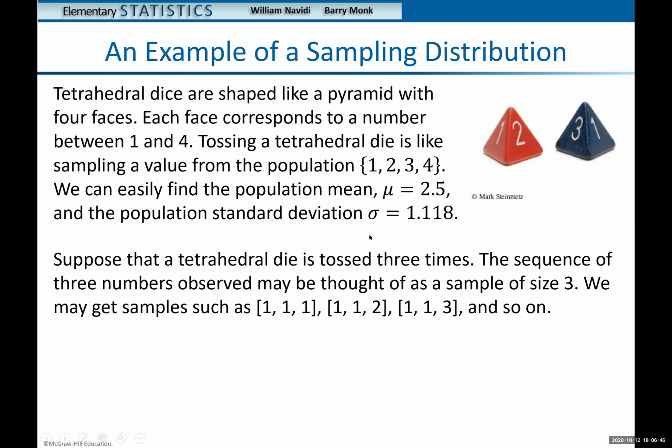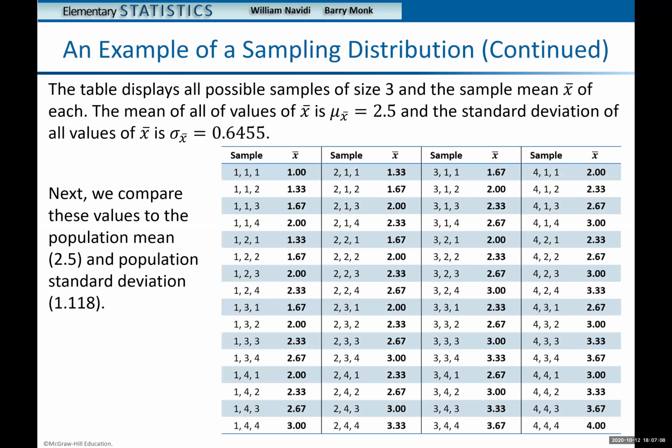Suppose that the tetrahedral die is tossed 3 times. The sequence of the 3 numbers observed may be thought of as a sample of size 3. When you toss it 3 times, you might get 111, 112, 113, and so on and so forth. And these are all the possibilities. So it's possible for you to get 111 up to 444.